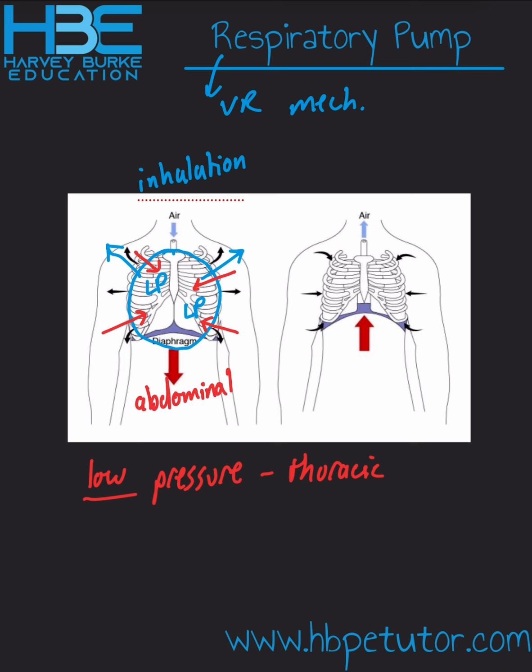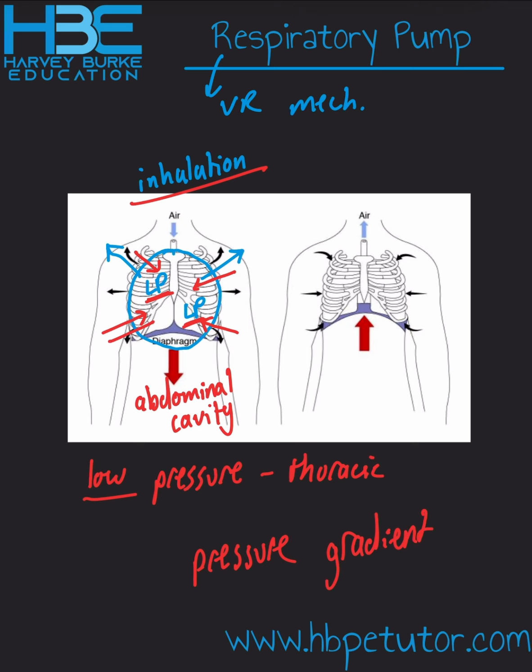So overall, you would just say that every time you breathe in, you create a lower pressure in the thoracic cavity compared to the abdominal cavity, which creates this pressure gradient. And as a result of that pressure gradient, that encourages blood to flow into the thoracic cavity and closer to the heart, which increases venous return.